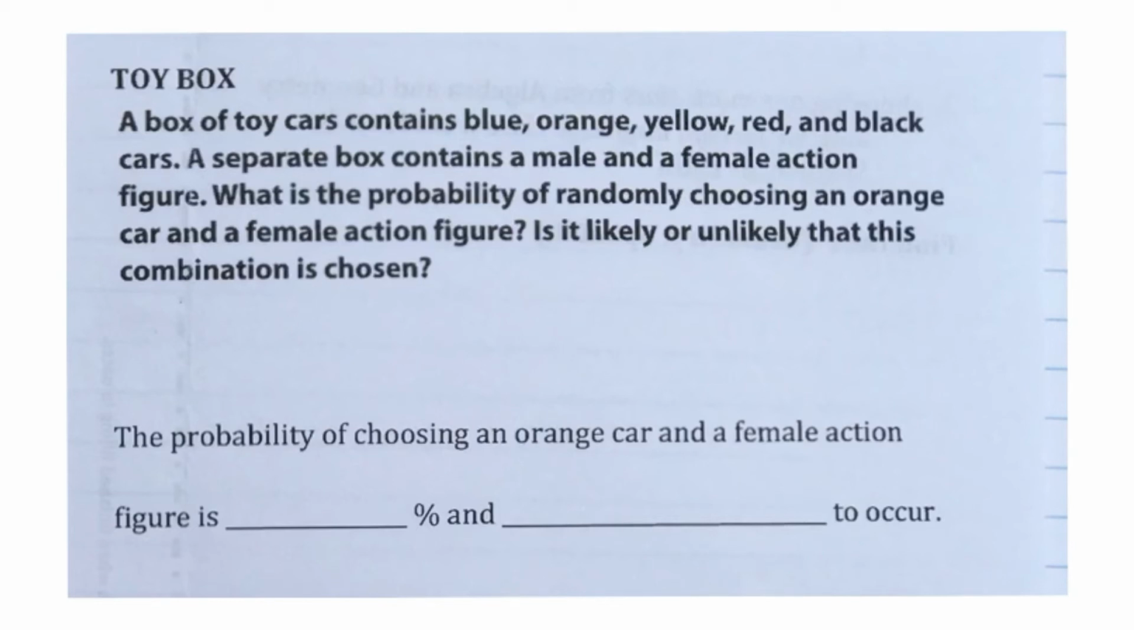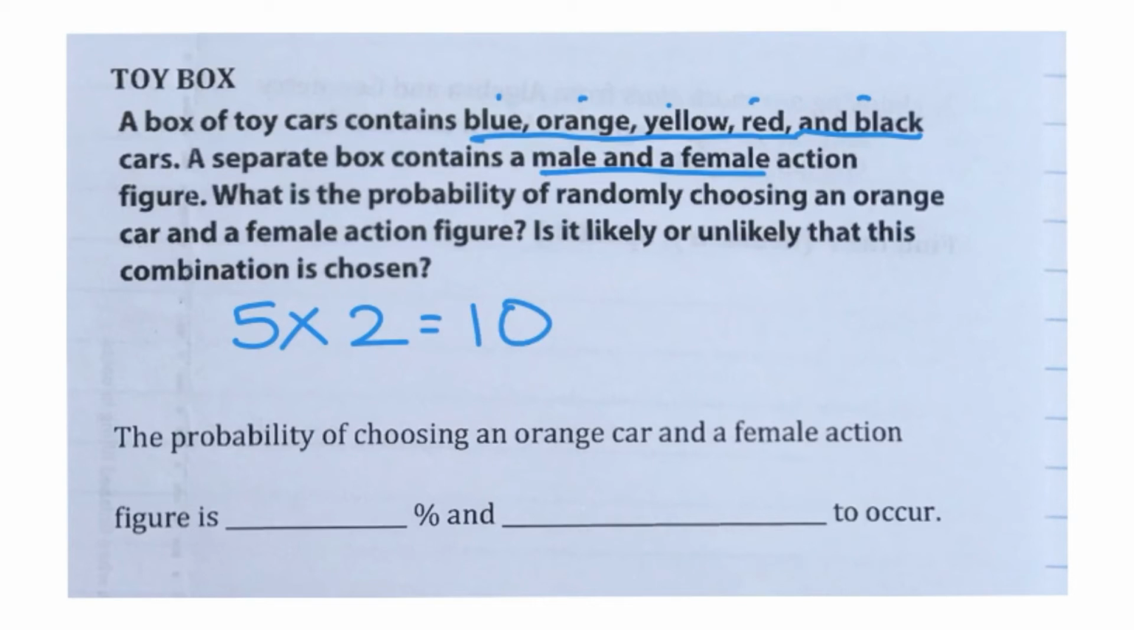All right, so let's come up here. We know that we have blue, orange, red, yellow, and black cars. So 1, 2, 3, 4, 5 different cars. So we're going to multiply that by how many action figures? We have a male and a female. So there's 2 action figures. So there's 10 different combinations of cars and action figures that we could potentially pull out of the toy box.